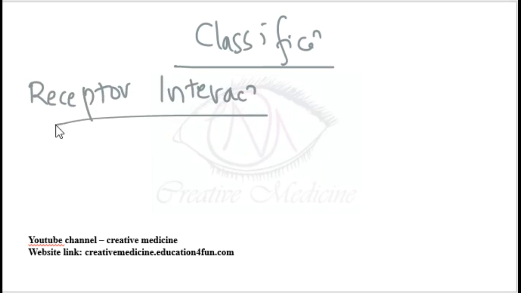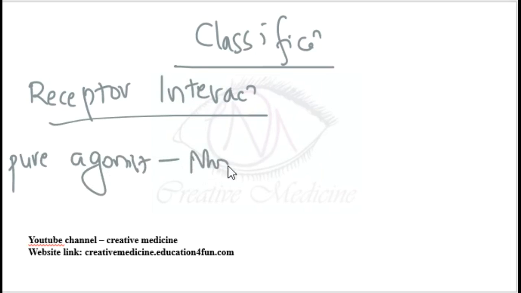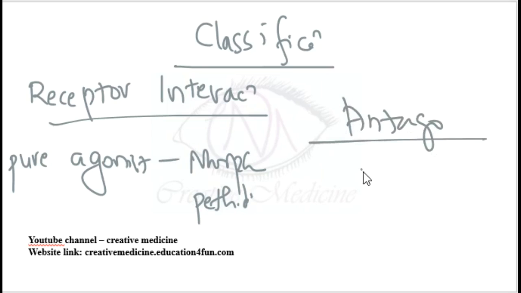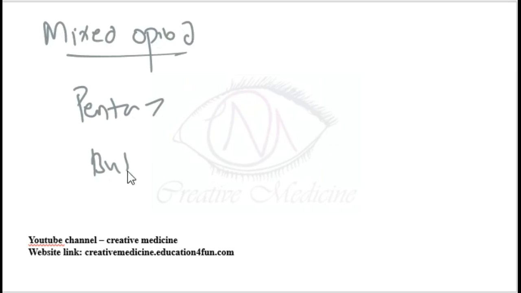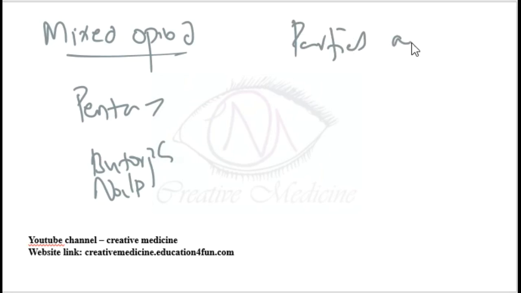We have pure agonists. Pure agonists include morphine, pethidine, and newer opioids like fentanyl, alfentanil, sufentanil, and remifentanil. Pure antagonists include naloxone, naltrexone, and nalmefene. There are agonists and antagonists, that is, mixed opioids. Mixed opioids include pentazocine, butorphanol, nalbuphine, meptazinol. Then we have partial agonists. Partial agonists include buprenorphine and dezocine.